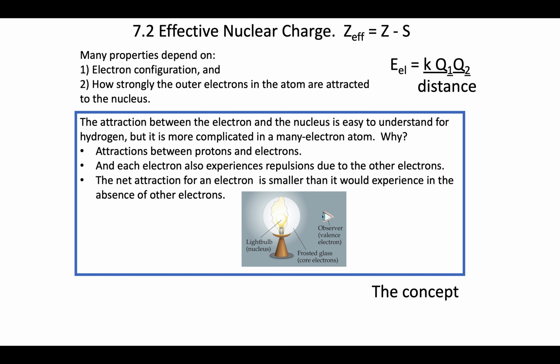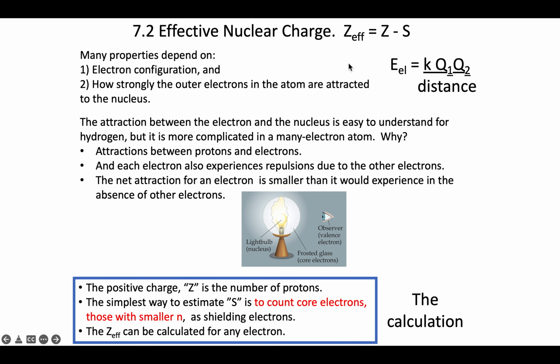We have attractions between protons and electrons, and then also repulsions between protons and protons, electrons and electrons. The ones that are relevant here is that the net attraction for an electron, what it experiences, is smaller when there are other electrons present than if they were absent. So we're considering what is the effective charge that that electron experiences based on the number of protons, and then accounting for the electrons that are shielding it.